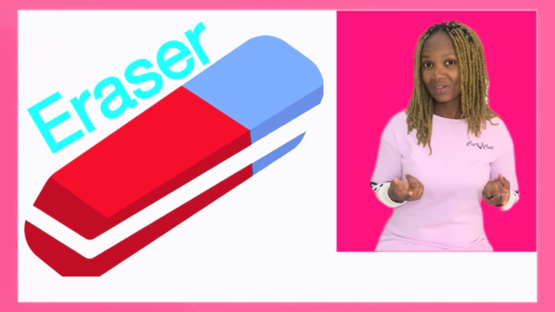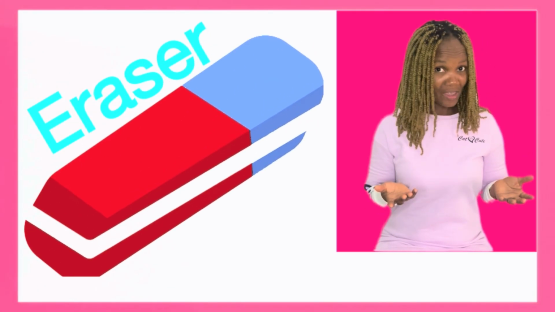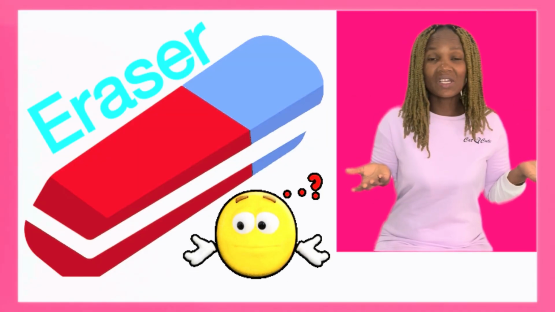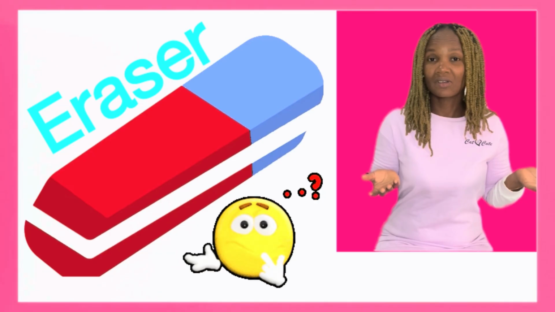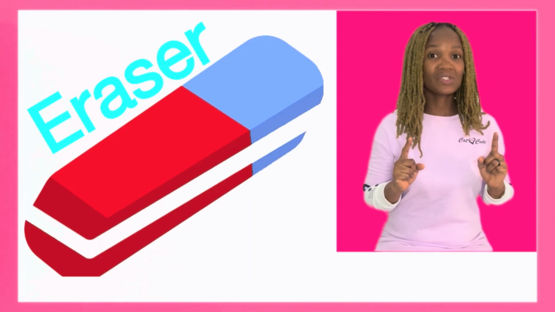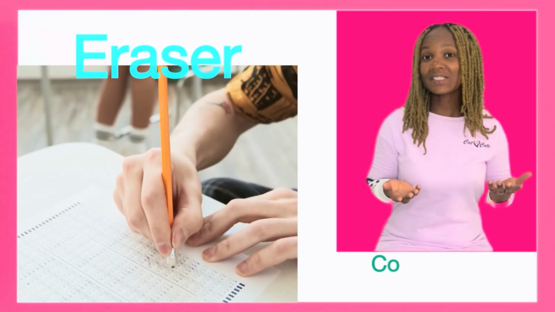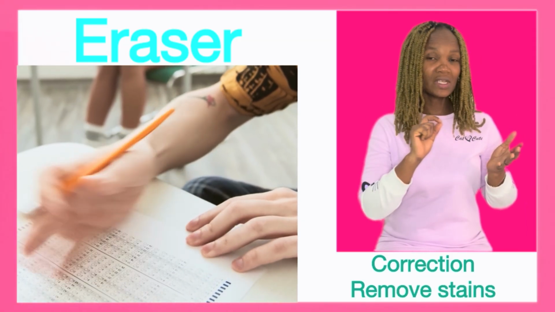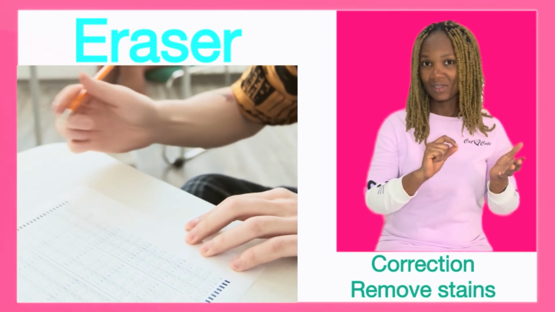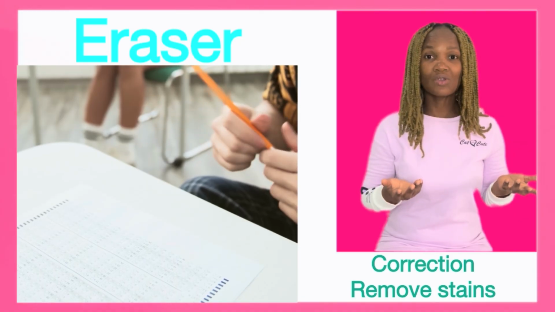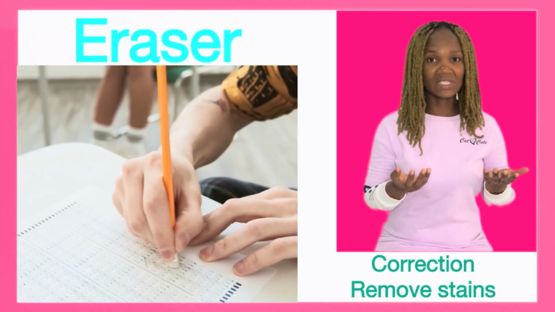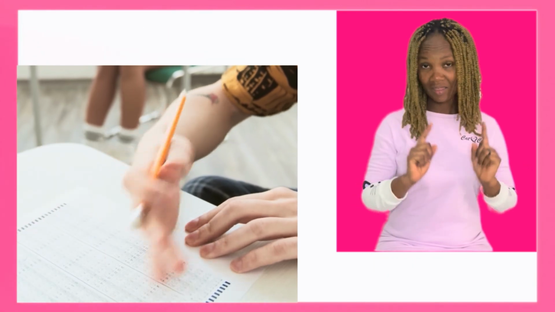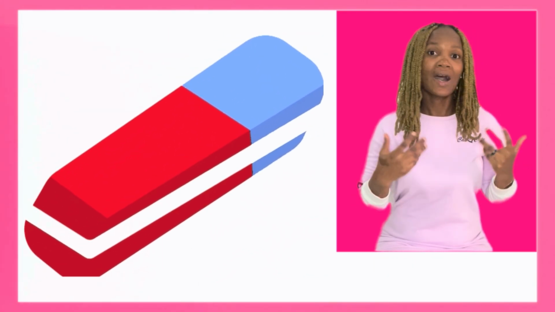Our next object is eraser. Eraser. What do we use an eraser for? An eraser is used for correcting mistakes that are made when using a pencil. It is also used to remove stains from objects. This object is called an eraser.